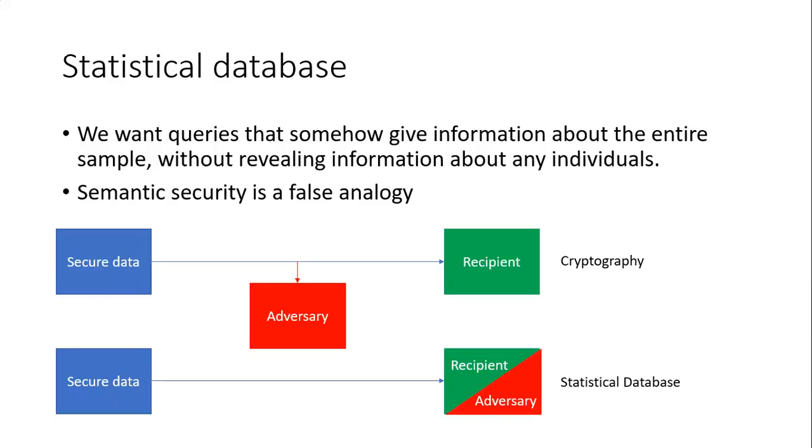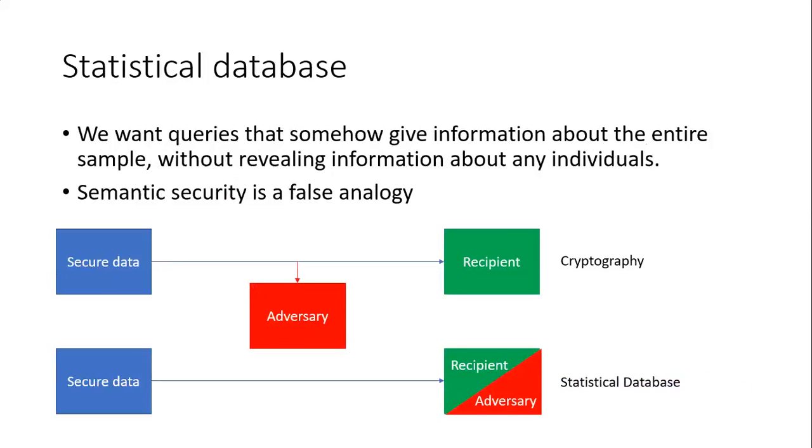But the challenge, what makes it different from semantic security, is that in the cryptography setting, the adversary is not supposed to be able to get any useful information. Here, the adversary is supposed to be able to get some useful information. You just want it to be useful information about the population and not about individuals. So, the term adversary: in the cryptography setting, you have an intended recipient of the message, and the adversary is someone who's not supposed to be receiving the message.